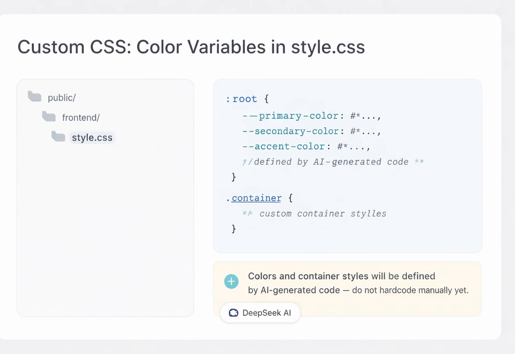Rather than manually defining all the colors right now, they'll let the AI generate the design and then extract the color variables from that output. This is a smart workflow. You let the AI produce the fade design, and then you organize and separate the styles into the right files. The instructor also defines a container class in this style sheet so that a consistent layout pattern is used across all pages, rather than relying on different container approaches in different places.